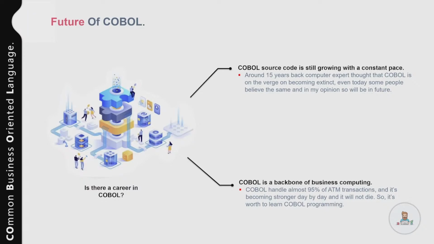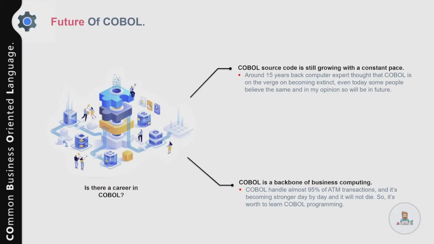And there are two simple reasons for that. First one is COBOL source code is still growing at a constant pace. According to an estimate, there are almost 200 to 250 billion lines of code which are still active, and this code is used in the form of different legacy applications which are hosted on IBM mainframes or any other cloud computing platform as a part of modernization strategy. So the important point here is that this code which is already active is growing, and every year a new set of code is being introduced just to maintain these legacy applications.